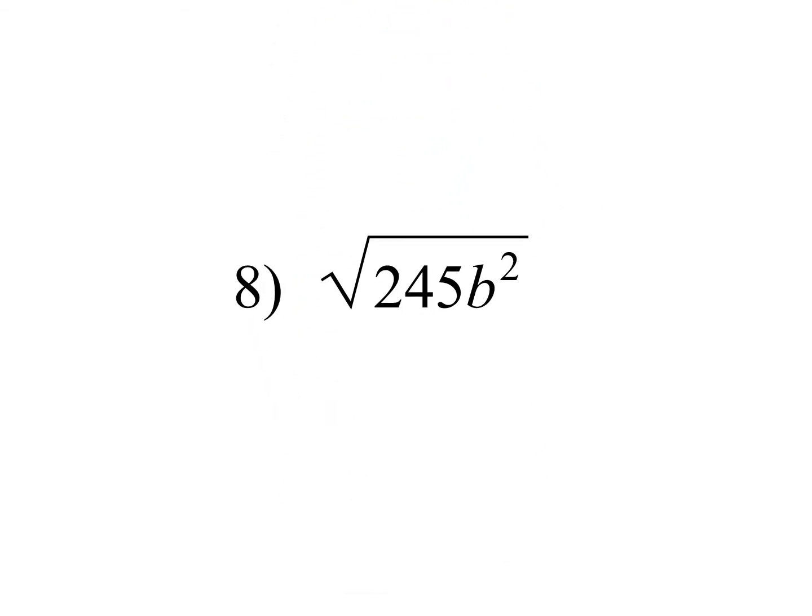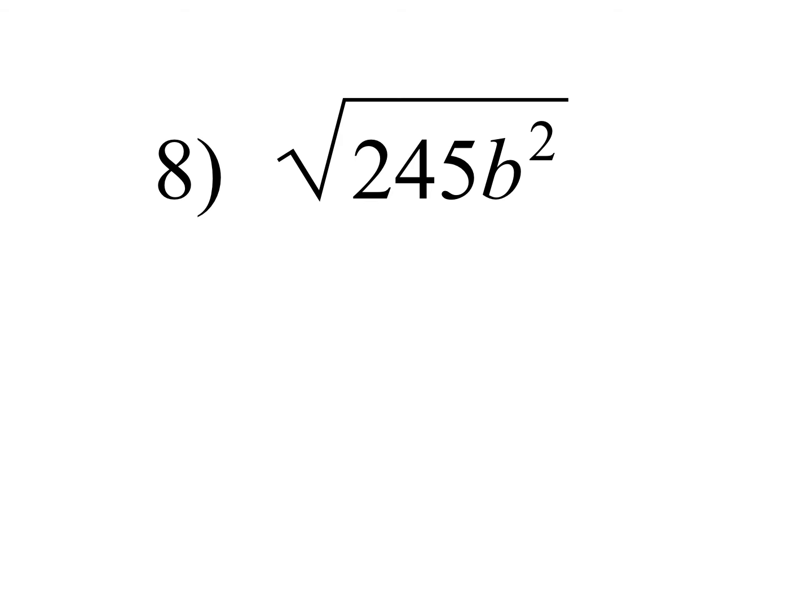All right, let's look at number 8. What are 2 factors of 245? 49 and 5. And then I have 2 b's. What are 2 factors of 49? 7 and 7.